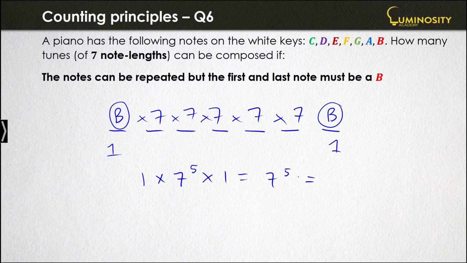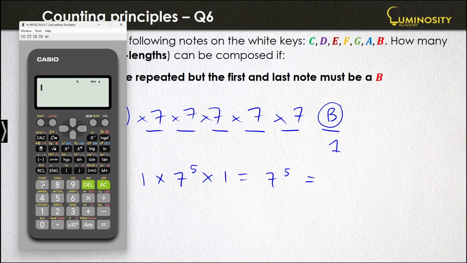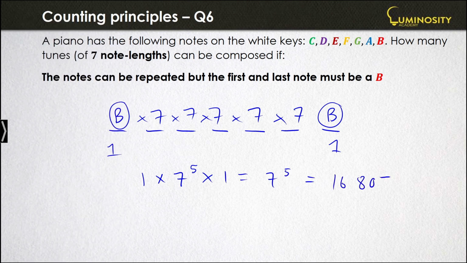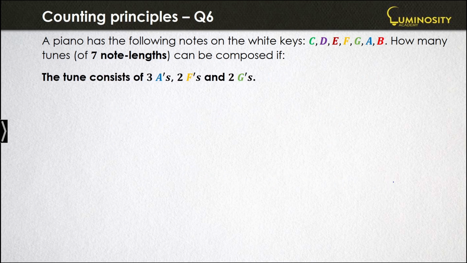So let's bring up our calculator. 7 to the power 5 is 16,807 different 7 note length tunes we can play with those 7 keys. Lastly, the tune must consist of 3 A's, 2 F's, and 2 G's. So let's think about this one.